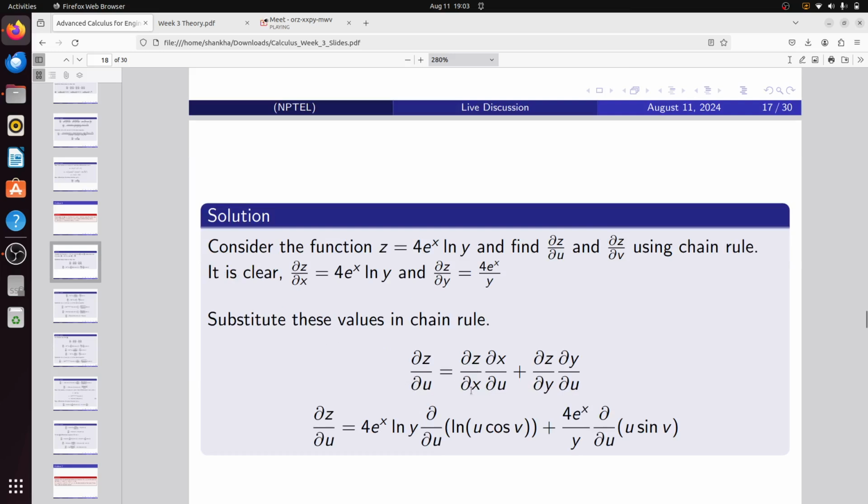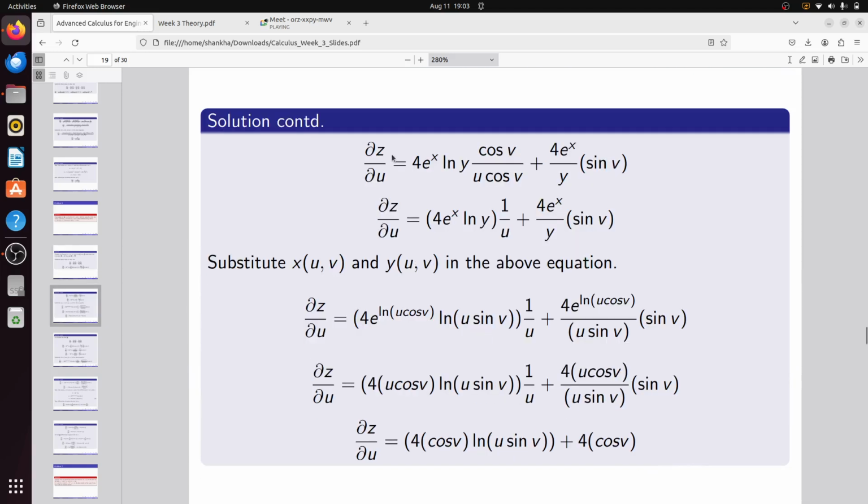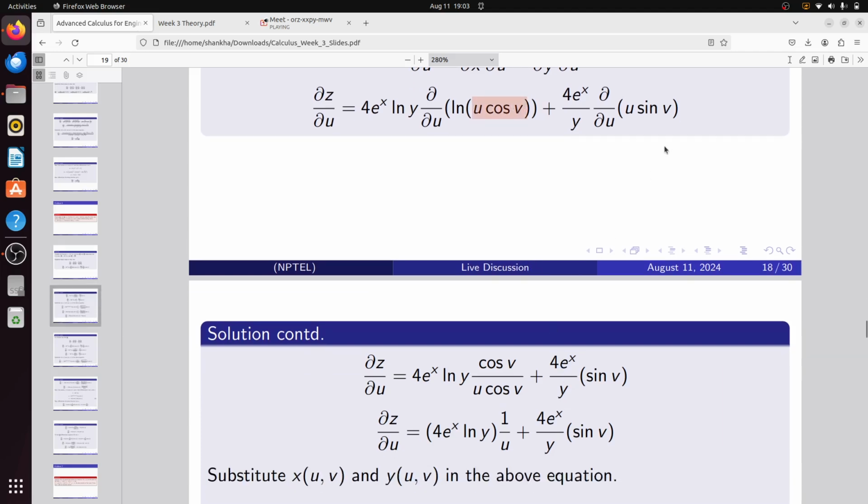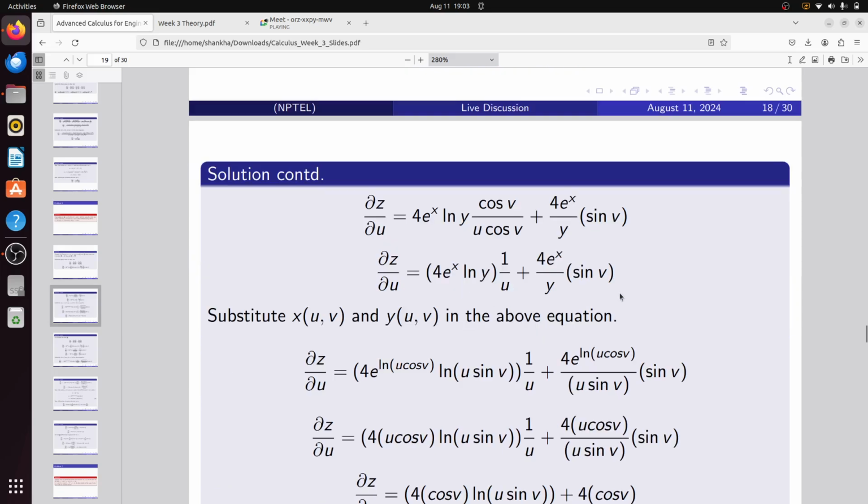Del z del u equal to del z del x into del x del u plus del z del y into del y del u. So you put del z del x as 4 e to the power x ln y and del u of ln u cos v, plus 4 e to the power x by y del u of u sin v. So 4 e to the power x ln y cos v divided by u, that will be u cos v below and u cos v above, that will be cos v. Plus 4 e to the power x, del u of u sin v will be sin v. So del z del u equal to 4 e to the power x ln y into 1 by u and 4 e to the power x by y into sin v.